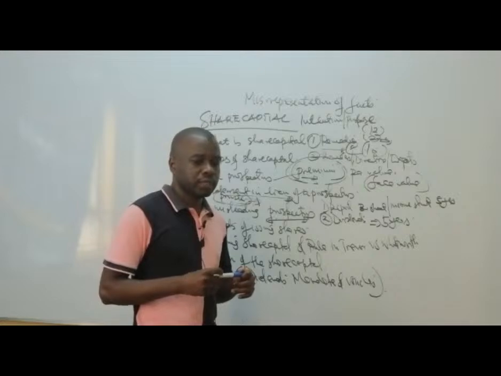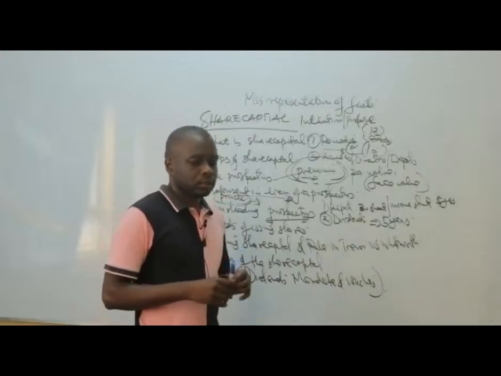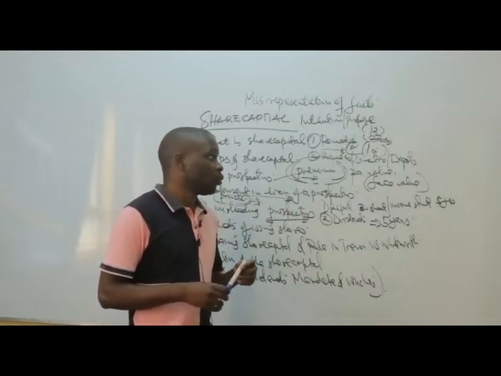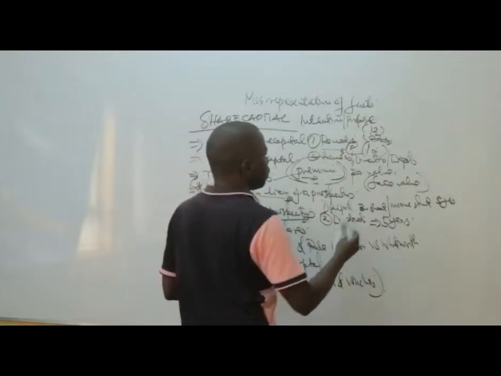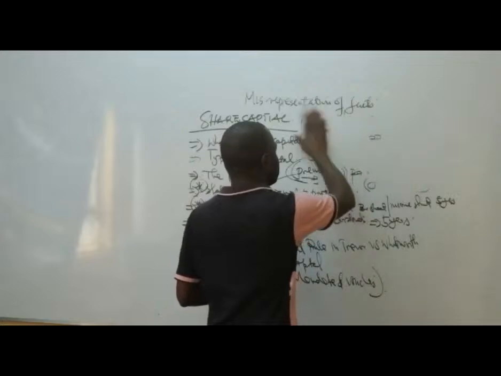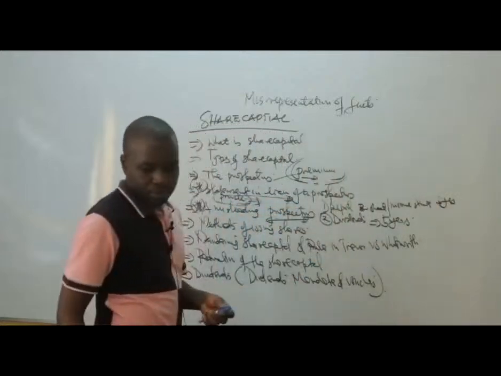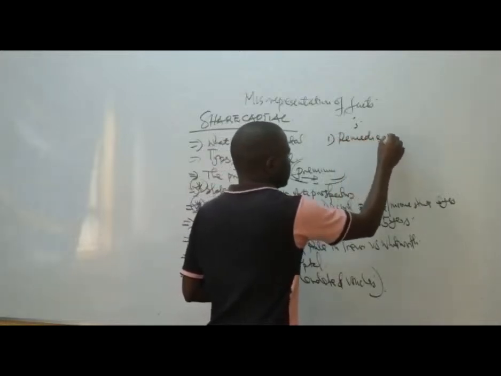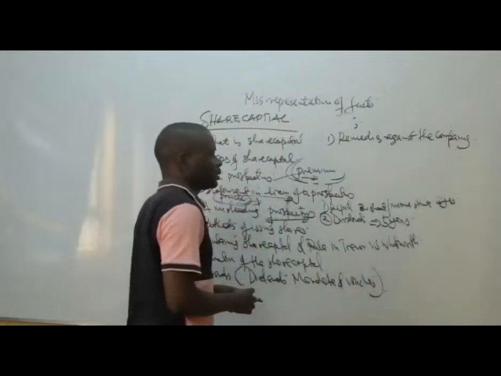and therefore Rosagina will have the following remedies; then you put a semicolon, then you say number 1, remedies against the company.